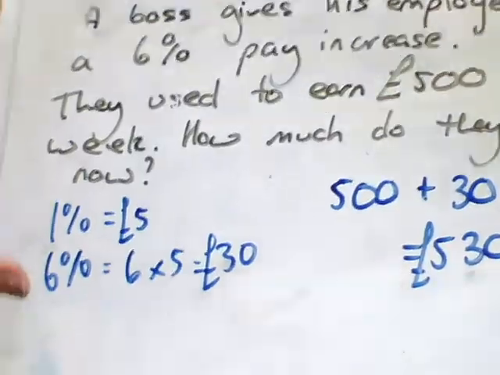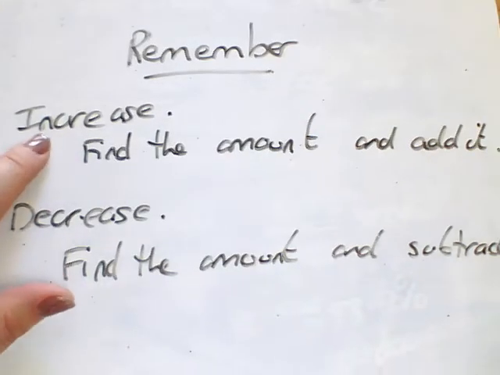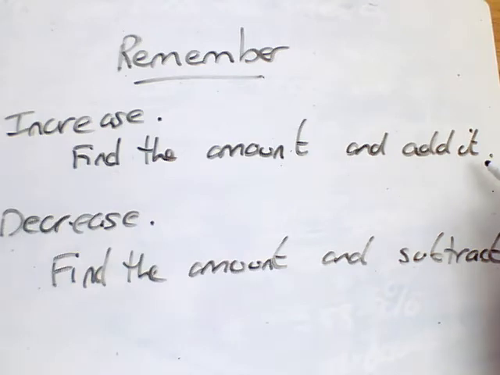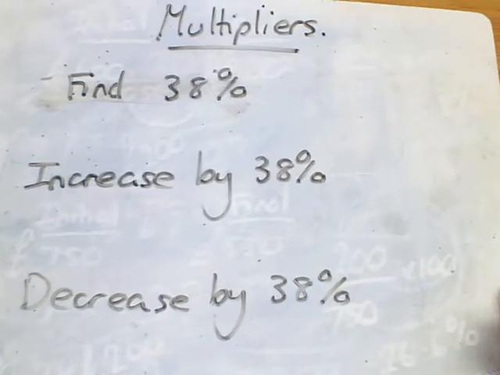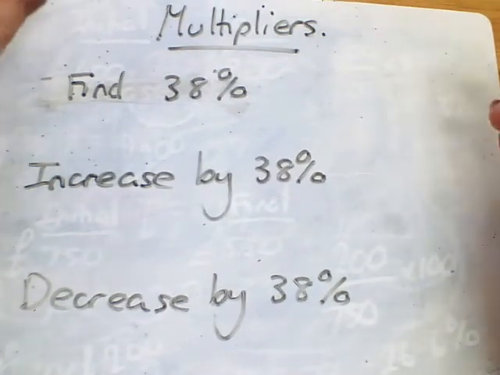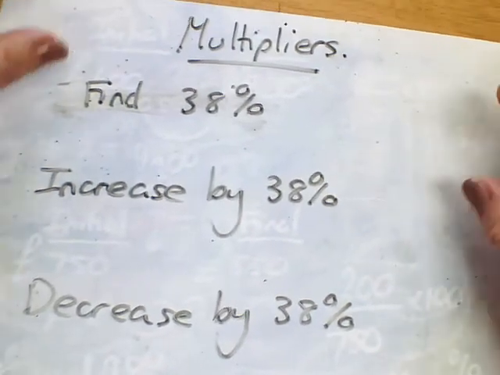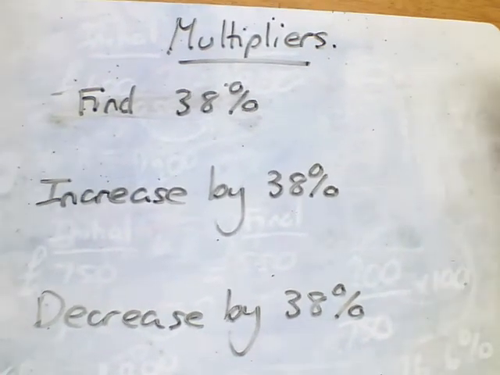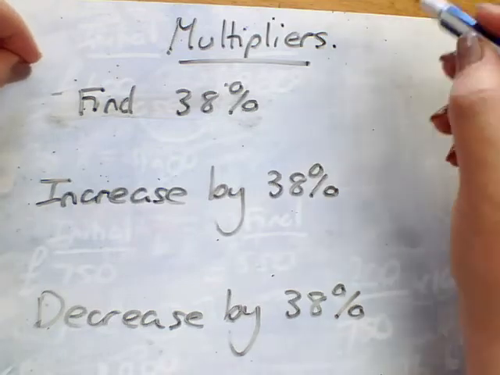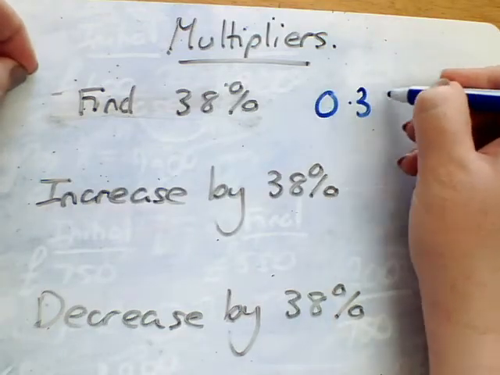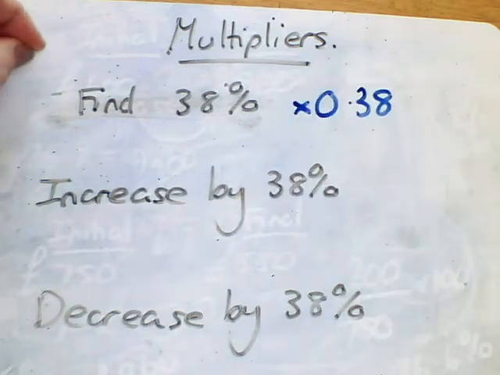So, quick recap. If it's an increase, find the amount and add it on. If it's a decrease, find the amount and subtract it. Okay? Now we can do this with multipliers, which makes our life so much quicker when we have a calculator. Okay, but you can't be reliant on the calculator all the time. So multipliers are where we can use our calculator and use a single decimal value to do the calculation for us. So if I wanted to find 38%, if you've done the fraction decimal percentages task, you will know that 38% is 0.38 as a decimal. So I could times by 0.38 and it would give me 38%.